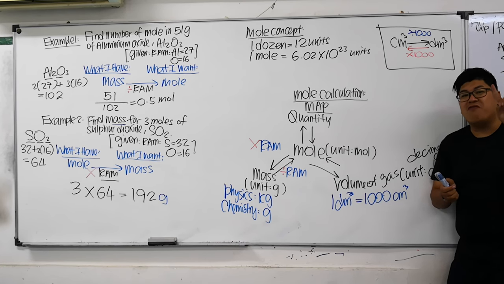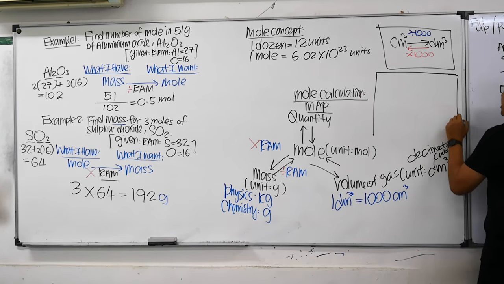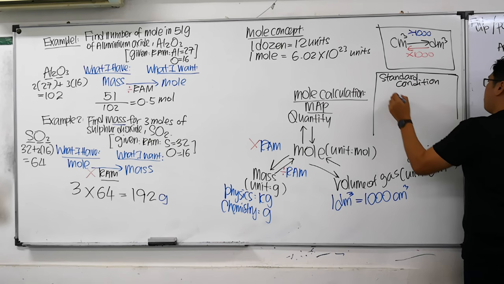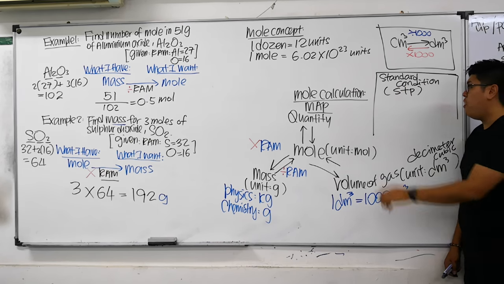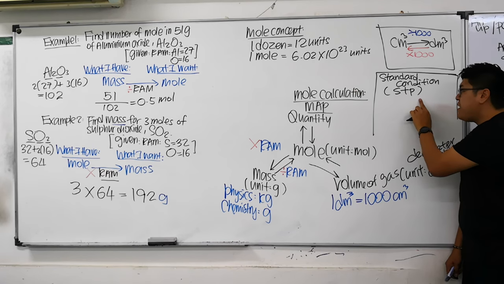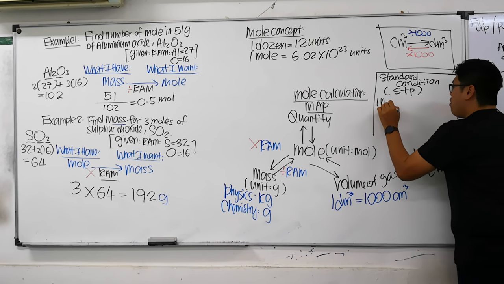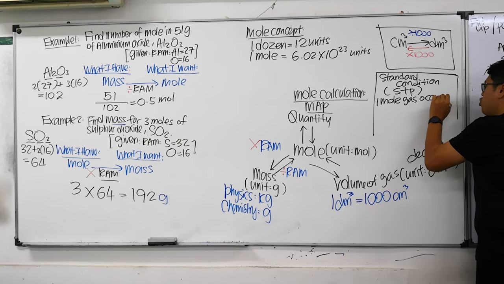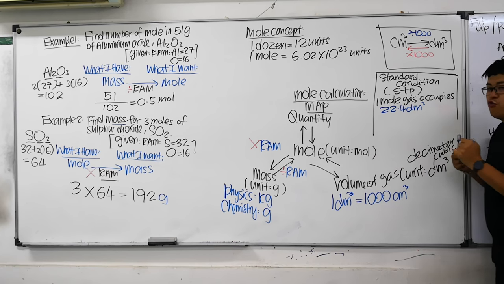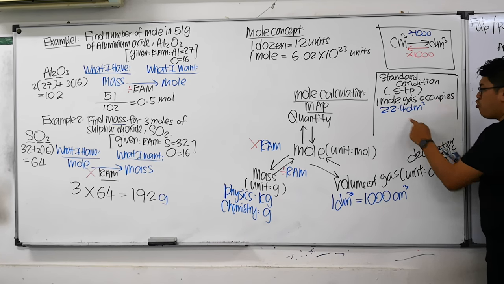There are two important conditions. I repeat, there are two important conditions you need to know in your SPM. The first condition in SPM is called standard condition. Standard condition, short form, is written as STP. T is temperature, P is pressure. You don't need to know how to write the last one. STP is standard temperature pressure, also called standard condition. At standard condition, every 1 mole of the gas occupies this number, 22.4 dm3. Should we memorize the number? No need, they will give you. So at standard condition, your gas occupies 22.4 dm cube.